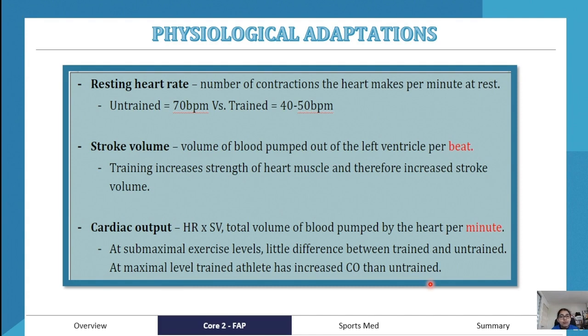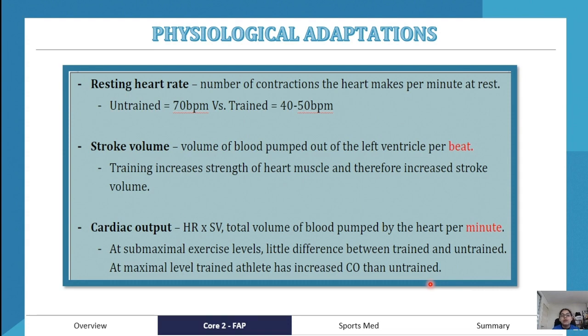The stroke volume refers to the volume of blood which is pumped out of the left ventricle per beat, and this is because the training increases the strength of the heart muscles. The more you train, the more you're overloading, you're increasing the strength of your heart muscles, and therefore that increases the stroke volume. Finally, cardiac output.